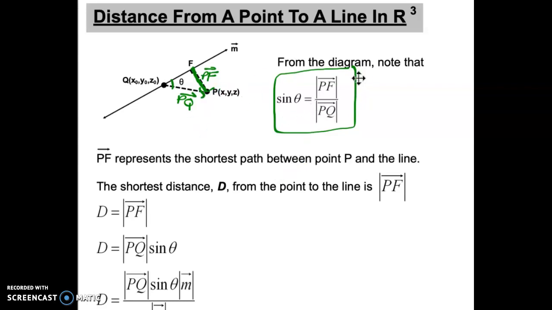So we need to find the magnitude of PF. That's what we're looking for. We'll be able to find the magnitude of PQ, and we would be able to find the angle between the two vectors if we needed to. It would just be a bit of a pain. So the first thing I'm going to do is isolate for the magnitude of PF, because that's what we're interested in. And we would do that by just multiplying the other side by the magnitude of PQ.